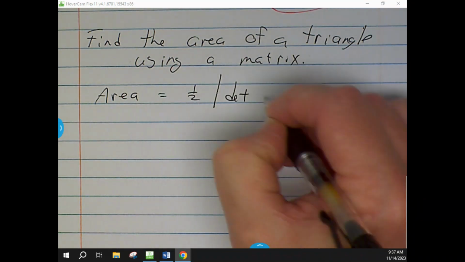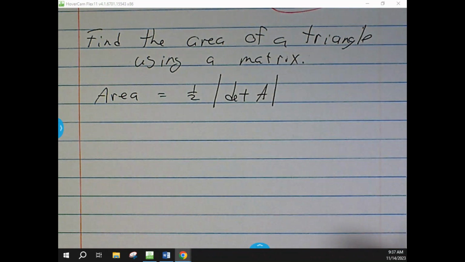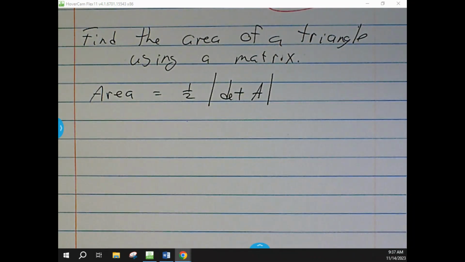You're going to do the determinant of A. You're going to take the absolute value because, again, it's area, we want it to be positive. So if your determinant happens to be negative, we're just going to make it positive. So area is going to equal 1/2 times the absolute value of the determinant of A. You're like, what else? That's it. So you're going to find the determinant of that triangle you have, and then take the absolute value of that. If it's negative, make it positive, and then cut it in half.